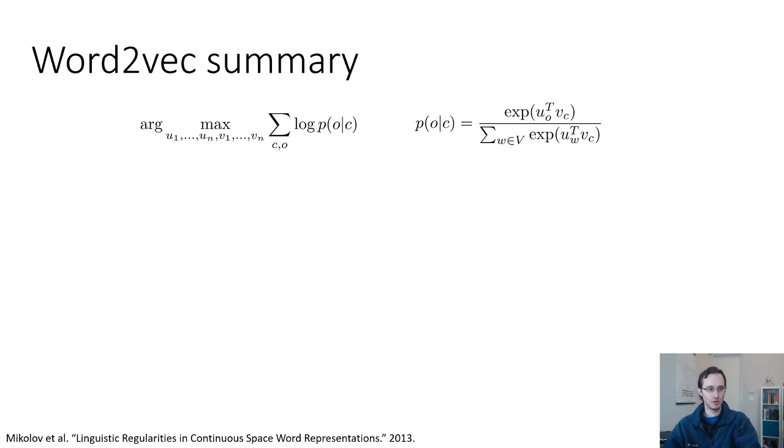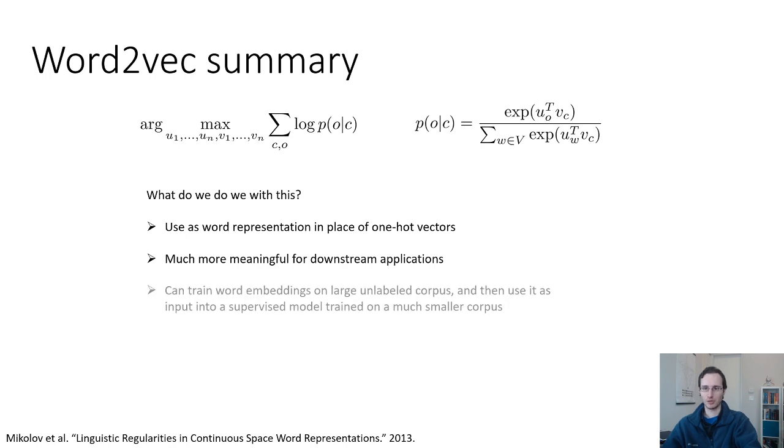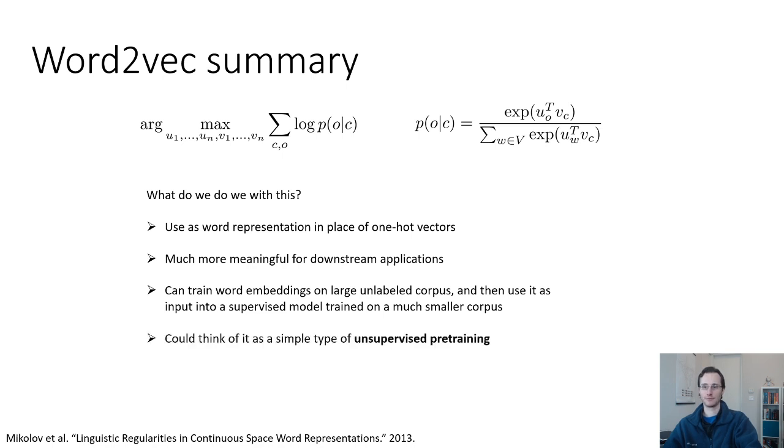All right. So a summary of word2vec. What do we do with all this? Well, you can use this vector representation of your word in place of one-hot vectors for whatever downstream model you want to train, like a seq-to-seq model or a transformer. It's much more meaningful for downstream applications than one-hot vectors because Euclidean proximity actually means something. And you can train word embeddings on large unlabeled data sets and then use them as input into a supervised model that is trained on a much smaller amount of data. So you can think of this as a very simple type of unsupervised training.